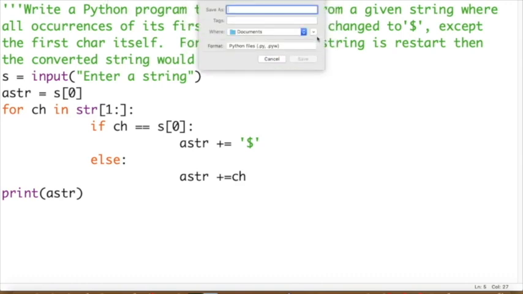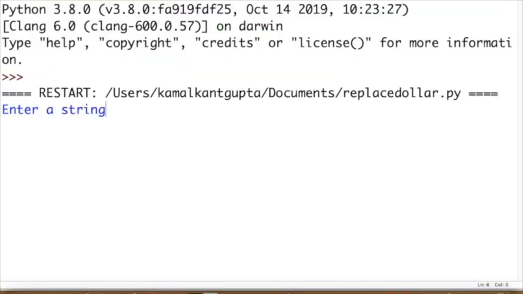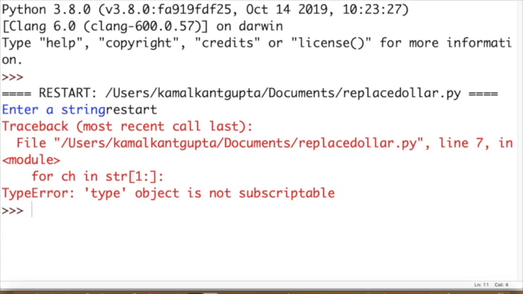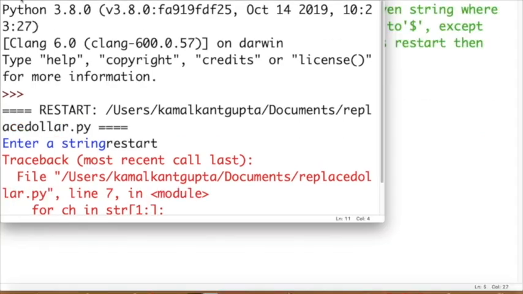Let us run the module. So we have replace dollar, and then let's execute. Enter a string: restart. Let us press enter and see what happens. Oops, there is an error. A type error is being given: type object is not subscriptable. The error is in the for line. The for loop is producing an error. Let us find out what the error in the code is.